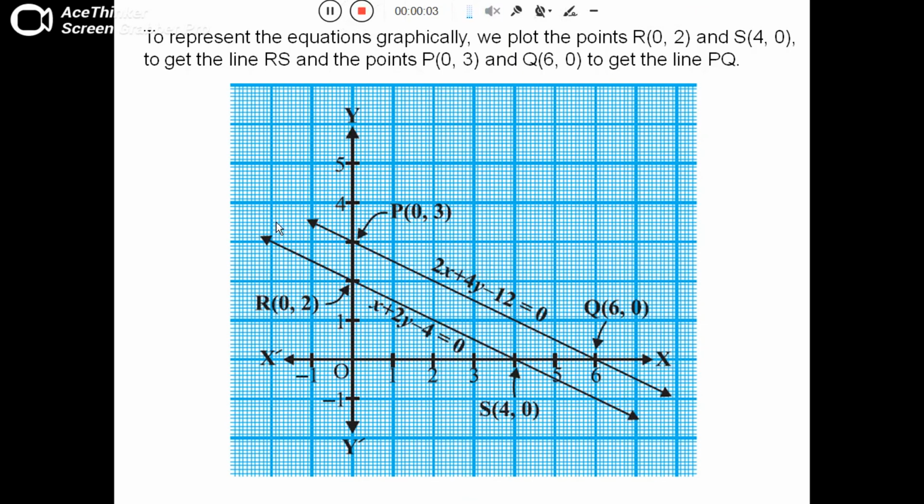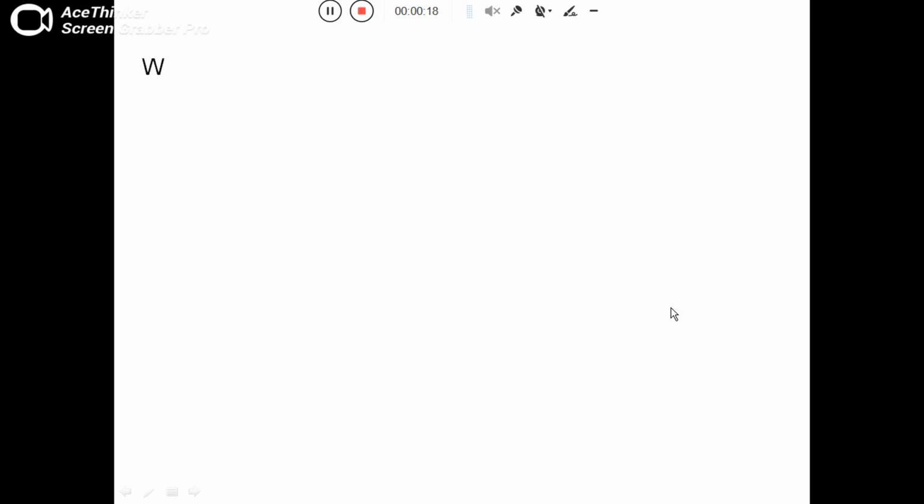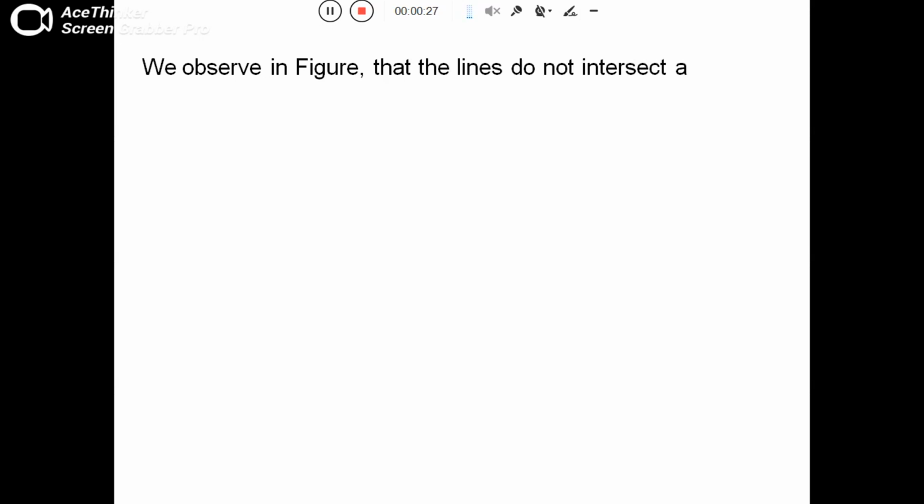Okay, from the figure we are seeing that the lines are parallel to each other. It means they do not have any solution. So the equations are called inconsistent. You just see it. We observe in the figure that the lines do not intersect each other at any point, therefore they are parallel to each other.